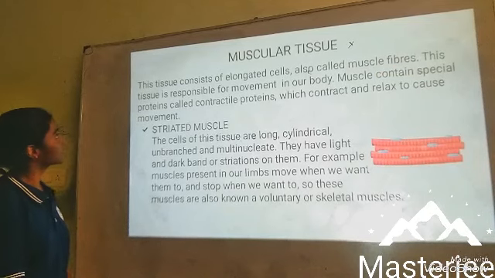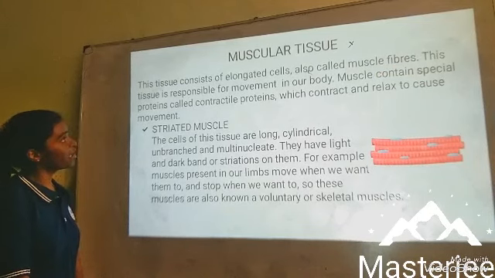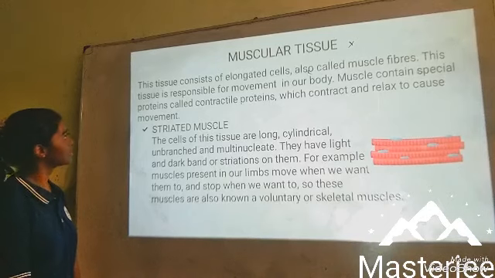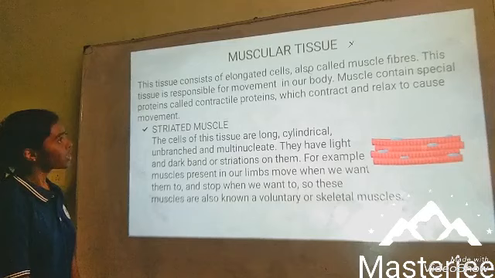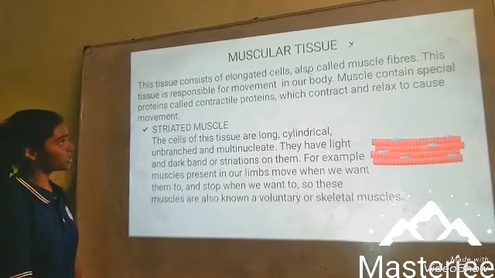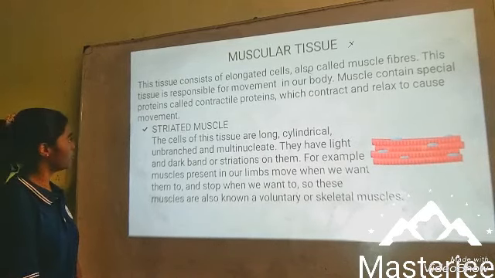Now let us come to muscular tissue. This tissue consists of elongated cells also called muscle fibers. This tissue is responsible for movement in our body. Muscle contains special proteins called contractile proteins which contract and relax to cause movement.